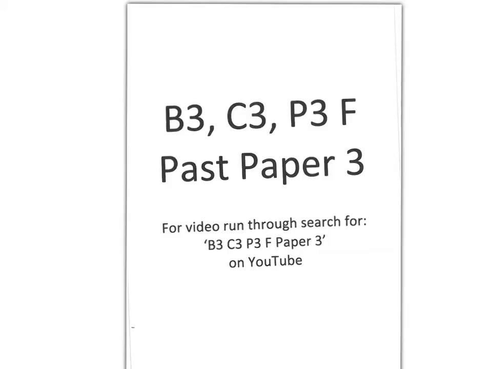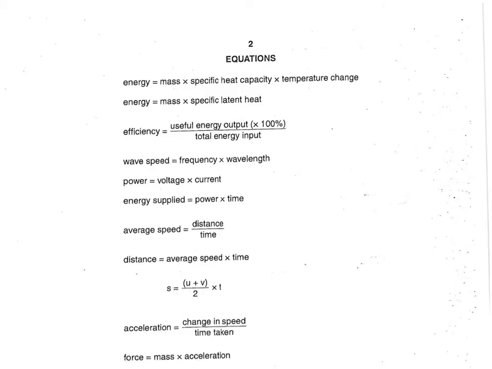So here's the run through for B3C3 P3 Foundation Paper 3. Make sure you've done 1 and 2 before you've done this one. As ever, you always have this equations table in the front of your paper. Make sure you use it, especially during the physics section where you've got these important equations where essentially you'll be given the answer if you can just look up the correct equation.